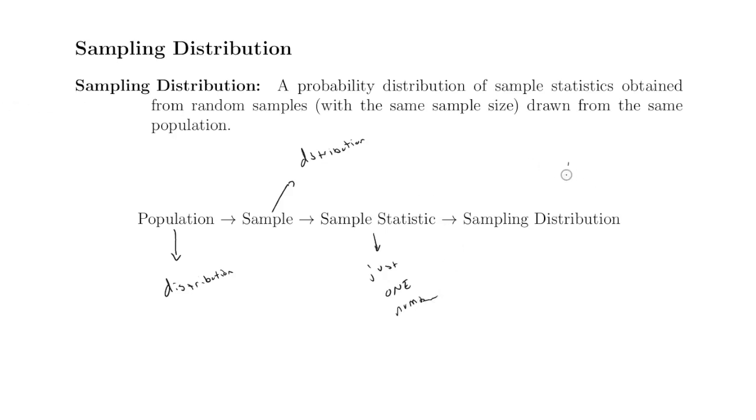And a sampling distribution is a distribution of those single numbers, those sample statistics. So if we were to take a population, take a sample, calculate a sample statistic, and do this over and over and over again, and each time keep track of our sample statistics, we could put those sample statistics all together and get a distribution of those things.